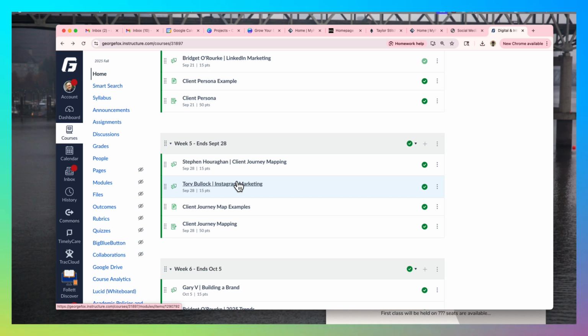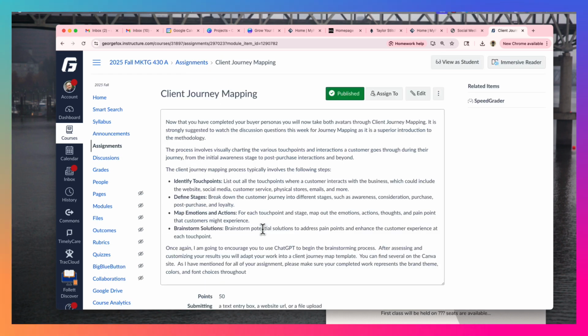I've really liked in this class, you've been active with your discussion questions, both classes, I should say. And here's your client journey map. Client journey map, here's the assignment unto itself.